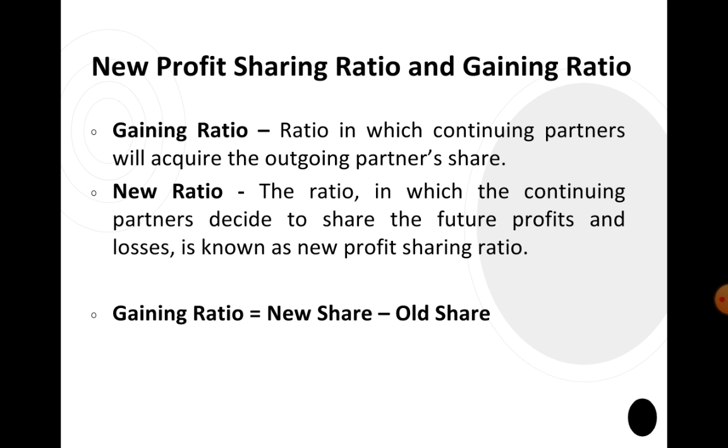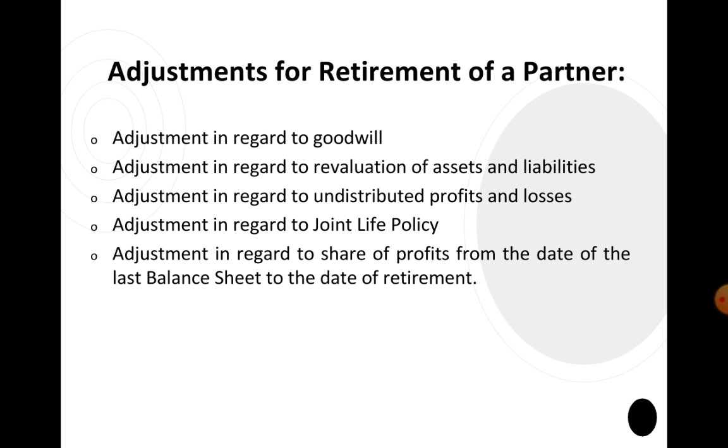And how do we calculate gaining ratio? Gaining ratio is equal to new share minus old share. This is common knowledge that a few of us would still remember. In case you don't remember, no problem. Here it is: gaining ratio is equal to new ratio minus old ratio. Moving on, adjustments with regards to retirement of a partner. At the time of the retirement of a partner, different adjustments are going to be required.